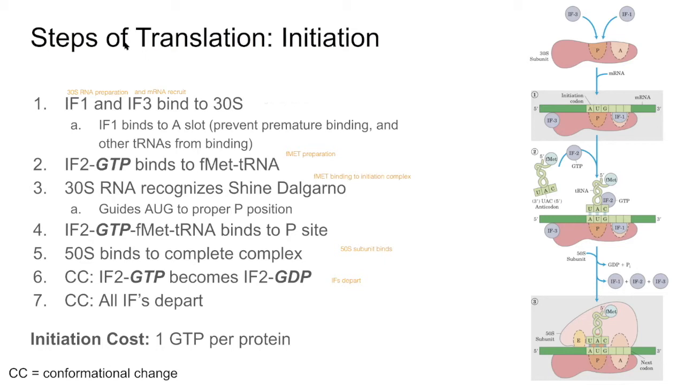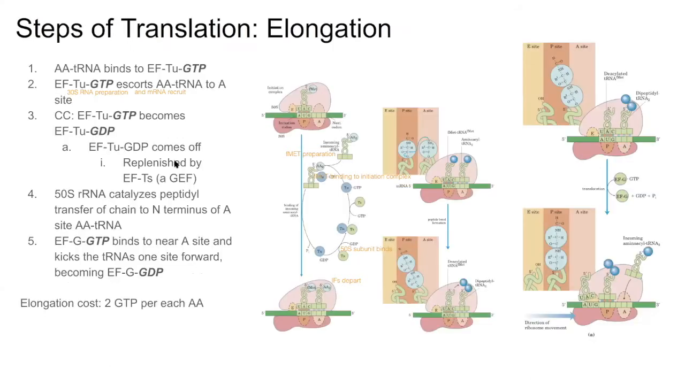Okay, then the next step. Let me clear this. Elongation is a much more complicated process, but we'll try to go over it. The first thing is you need to recruit the next amino acid. So in this case, we enter the aminoacyl-tRNA. This will be bound to EF-Tu.